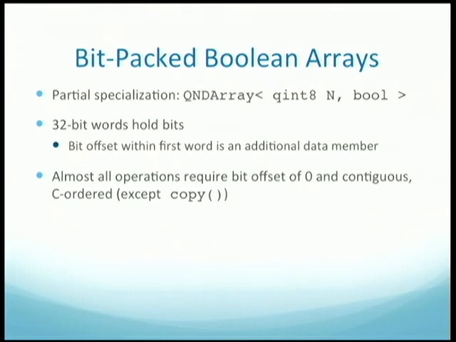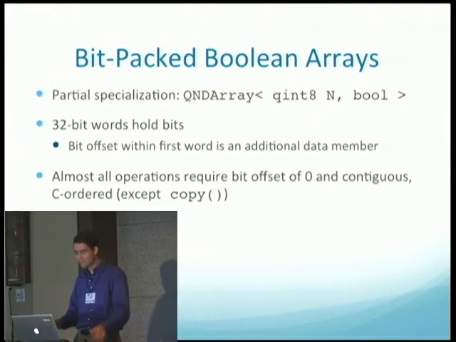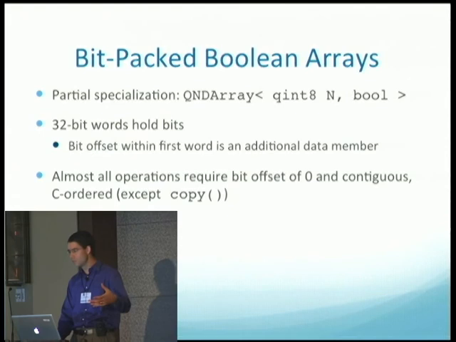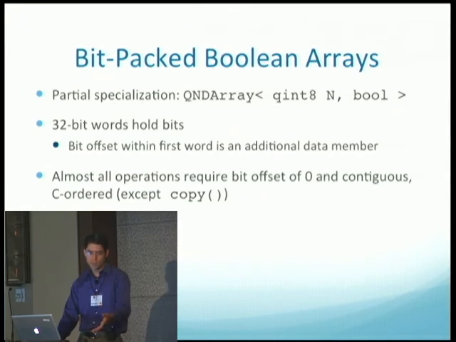Like anding and oring. You basically have to get your original instance into a Boolean type before you can do some of these things, which I feel is less ambiguous. It involves another step, but it's more explicit. You know kind of what you're doing. And those methods are only defined for the Boolean partial specialization of QNDArray. But almost all of them require that the bit offset into the first word, your 0th element, is basically aligned at the beginning of your first 32-bit word, except copy, of course.